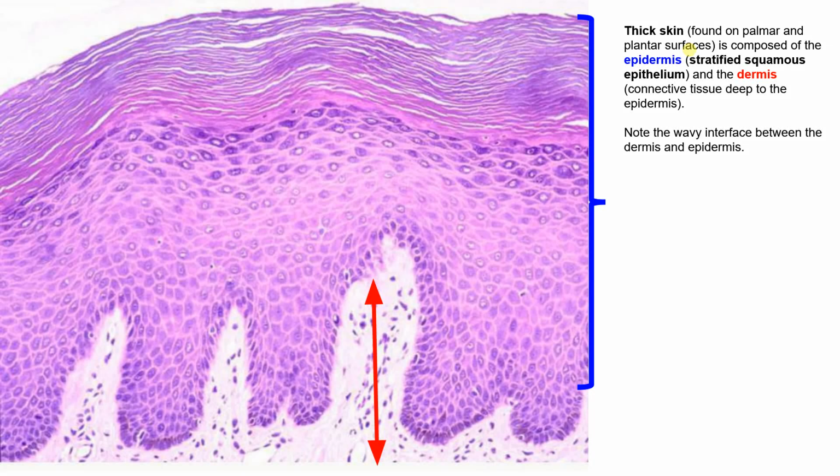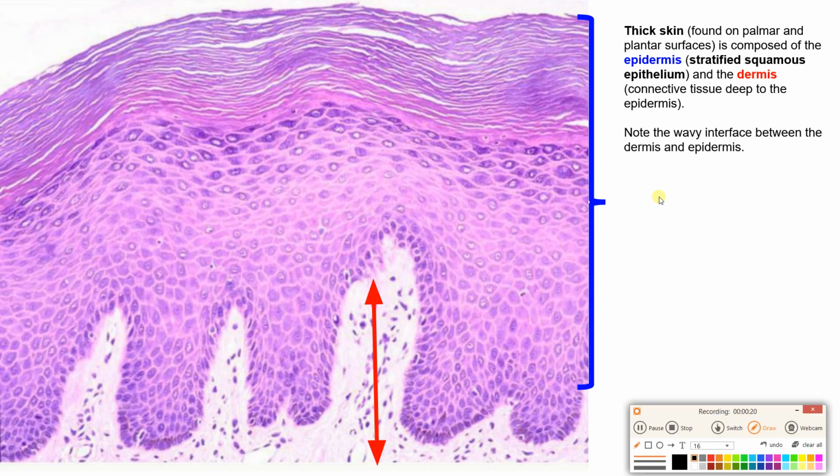Hey, AP1 students, we're back for lab number 4. Last time we met, lab number 3, was on epithelial tissue, and we spent most of the time talking about simple epithelia. Remember, simple epithelia only had one layer of cells? Today we're going to talk about stratified epithelia, and stratified epithelia, of course, have multiple layers of cells.